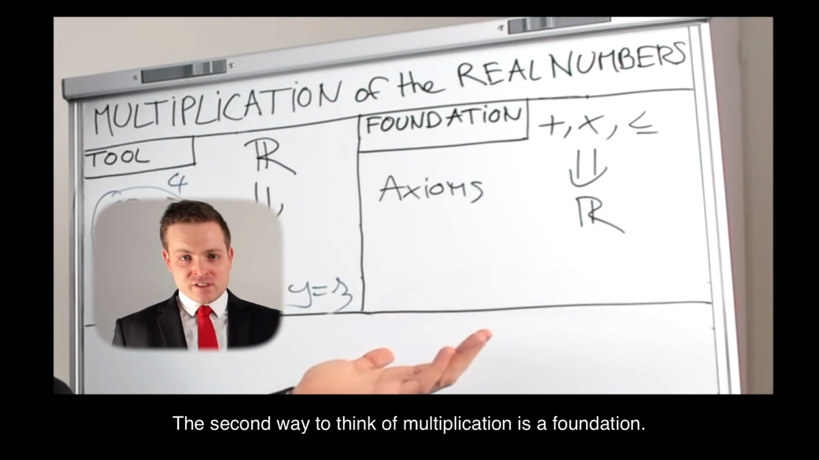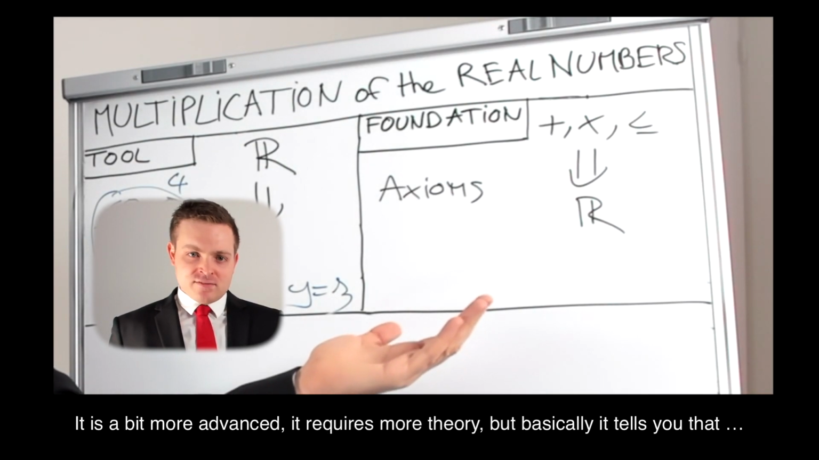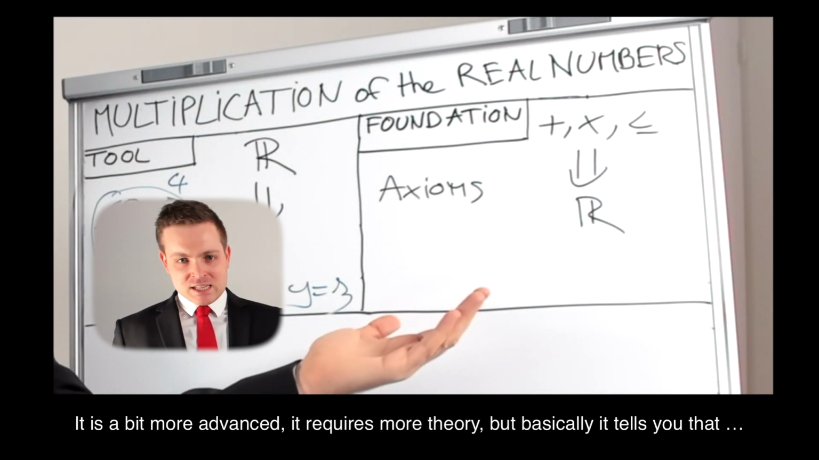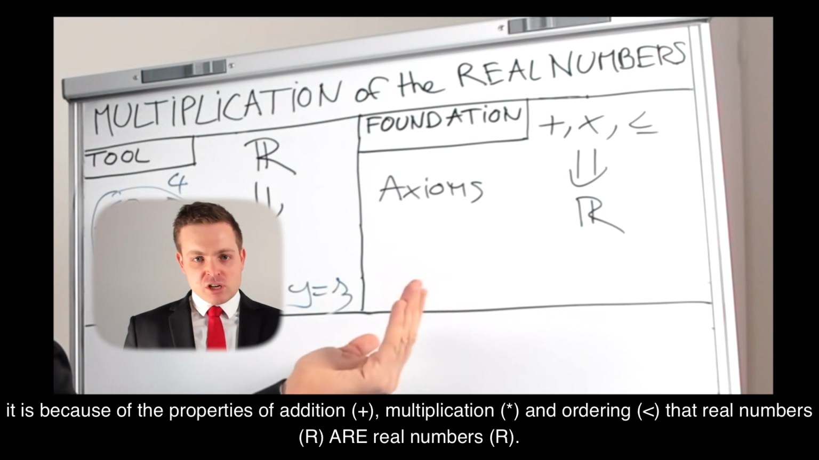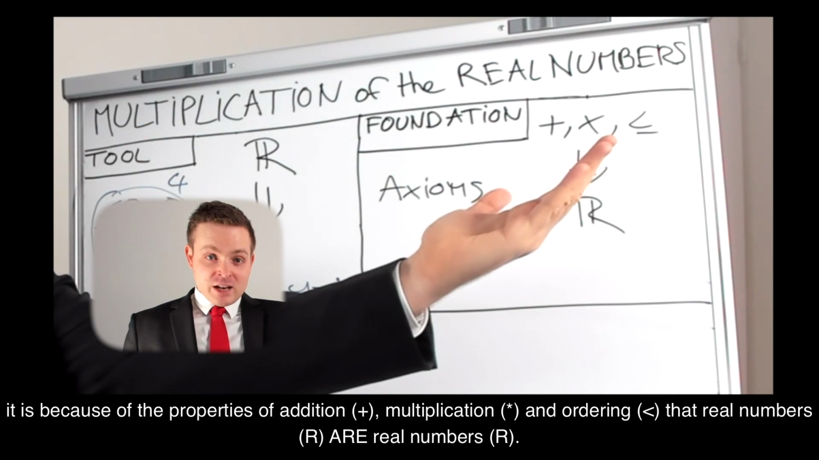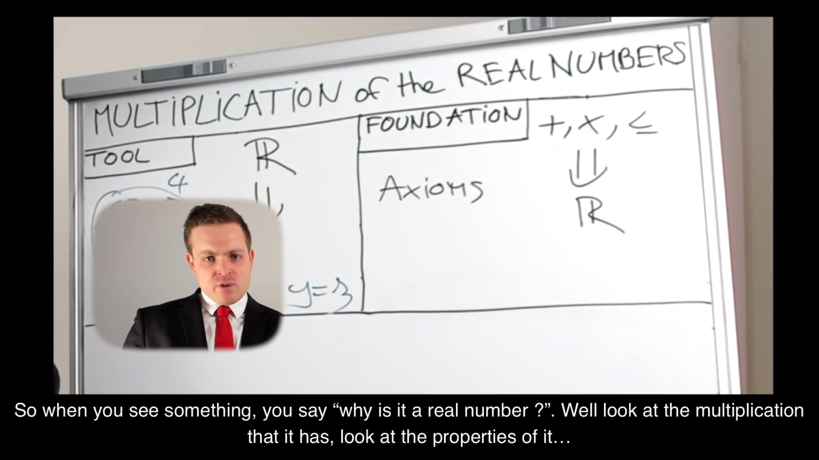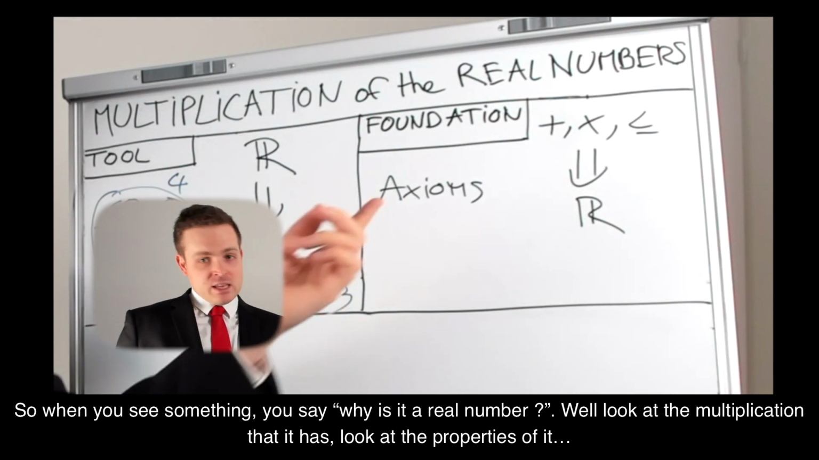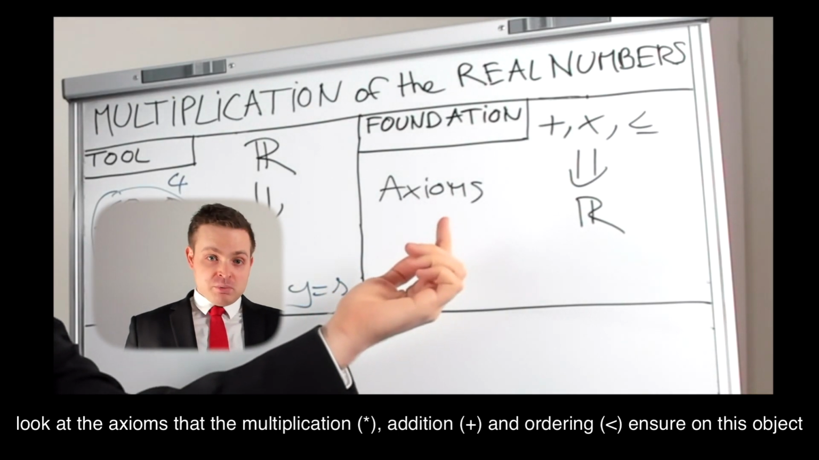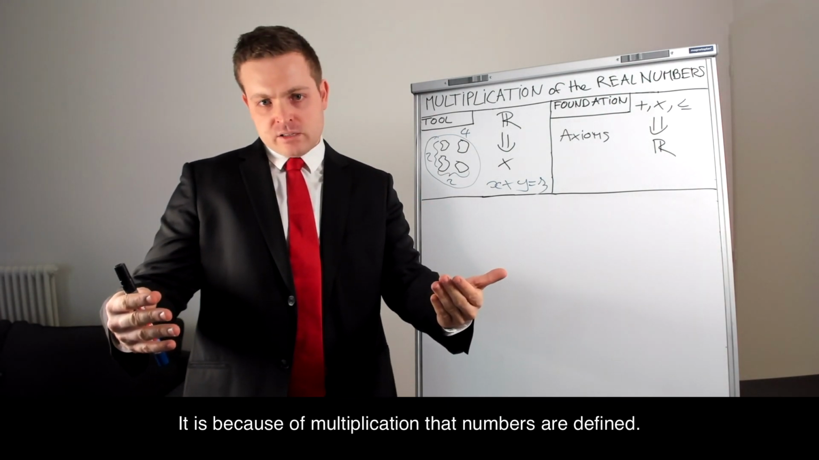The second way to think of multiplication is as a foundation, and it is a bit more advanced, it requires more theory, but basically it tells you that it is because of the properties of addition, multiplication, and ordering that real numbers are real numbers. So when you see something, you say, why is it a real number? Well, look at the multiplication that it has, look at the properties of it, look at the axioms that the multiplication, addition, and ordering ensures on this object. It is because of multiplication that numbers are defined.